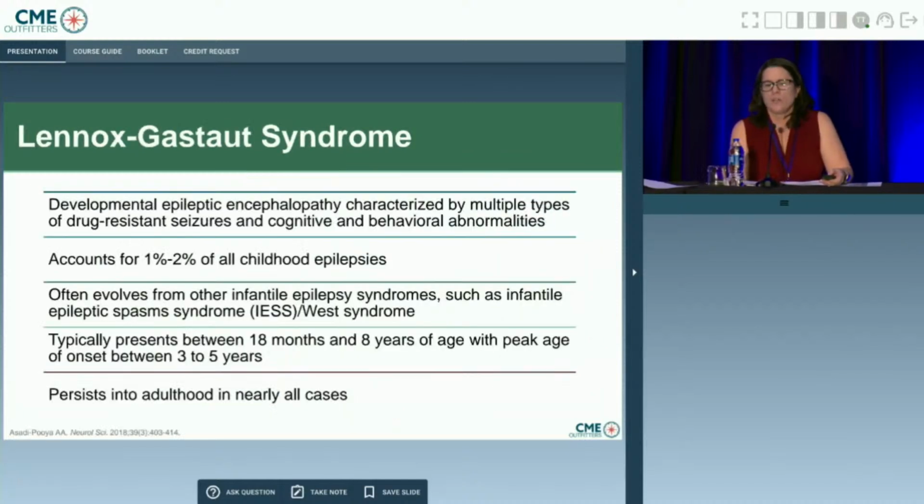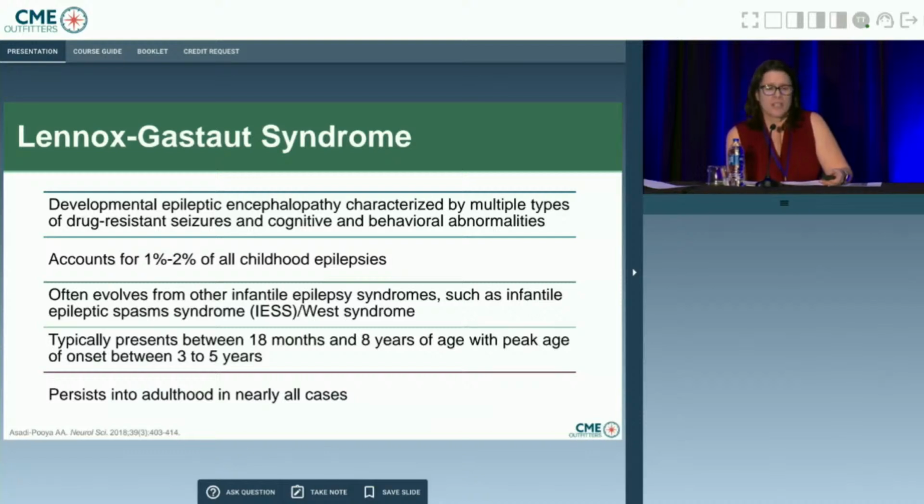So what is LGS? It really is a collection of these features. It's a developmental and epileptic encephalopathy. There's multiple seizure types, most of the time almost always drug resistant, and they have cognitive and behavioral abnormalities. They affect about 1% to 2% of all kids with epilepsy, so they are not uncommon. They will often evolve from early life epilepsy syndromes like IESS or West syndrome.